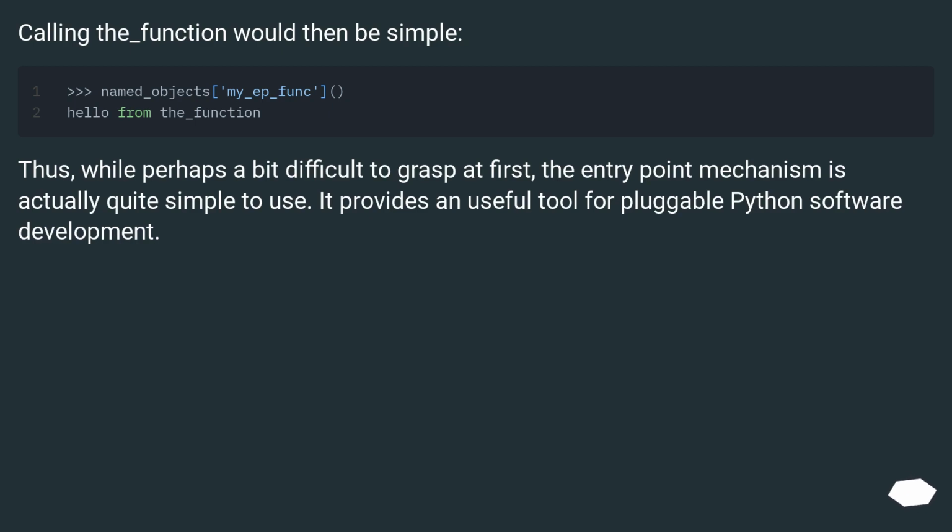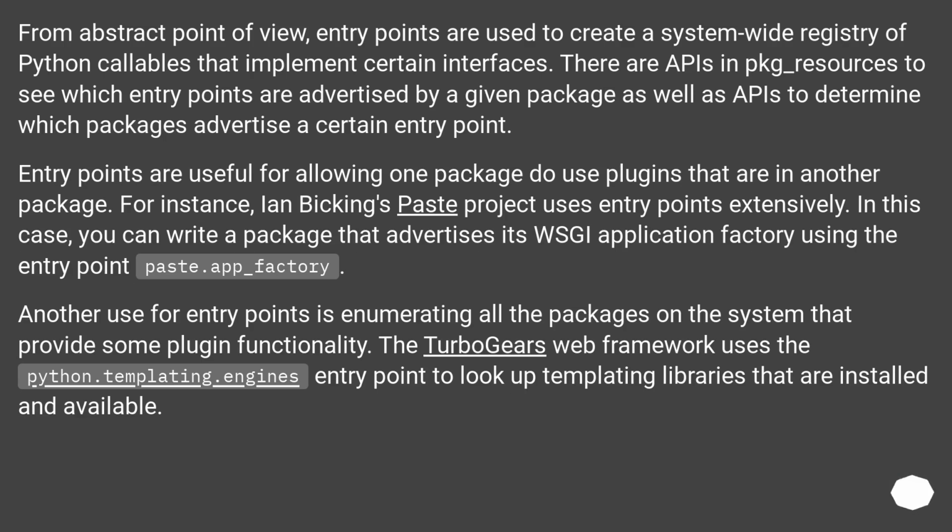Thus, while perhaps a bit difficult to grasp at first, the entry point mechanism is actually quite simple to use. It provides a useful tool for pluggable Python software development. From an abstract point of view, entry points are used to create a system-wide registry of Python callables that implement certain interfaces. There are APIs in pkg_resources to see which entry points are advertised by a given package, as well as APIs to determine which packages advertise a certain entry point.